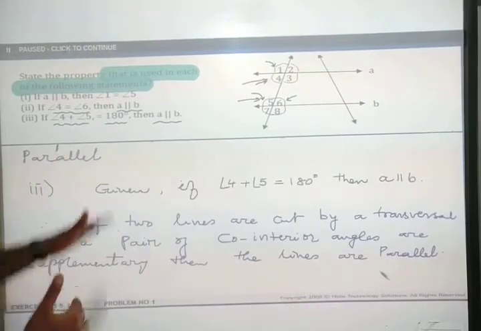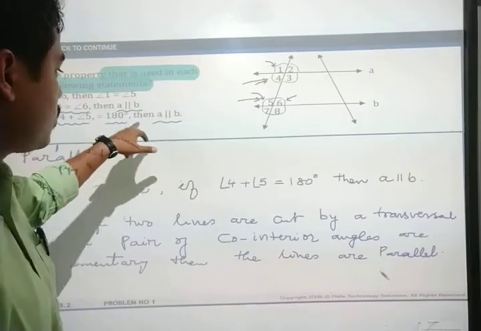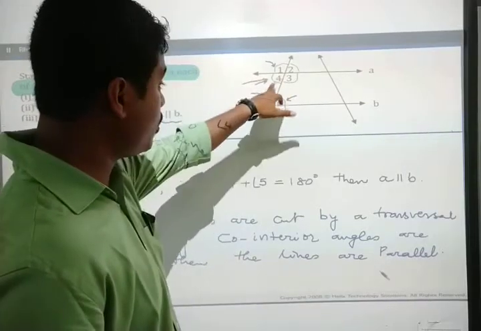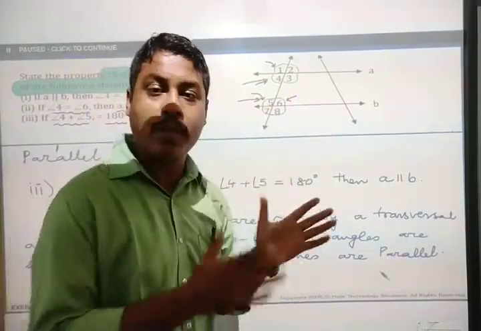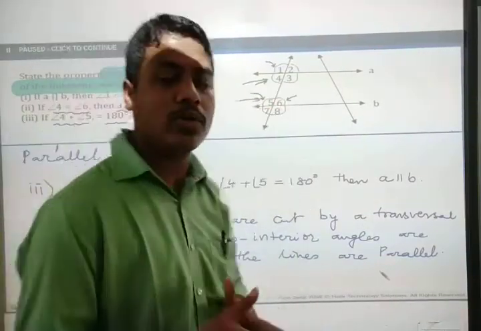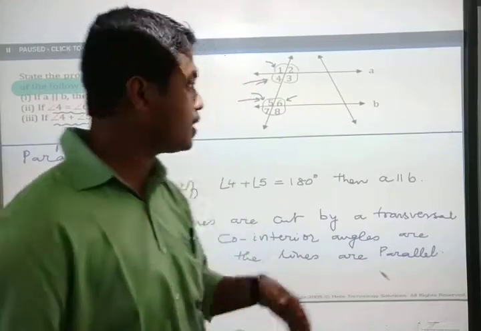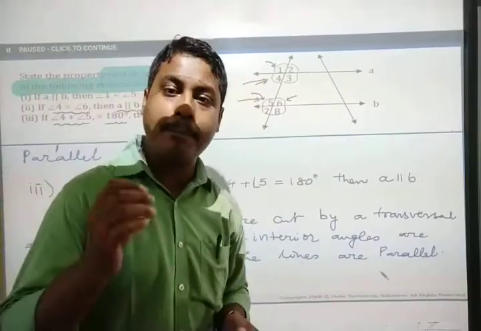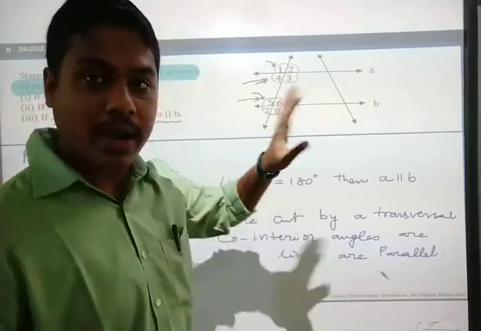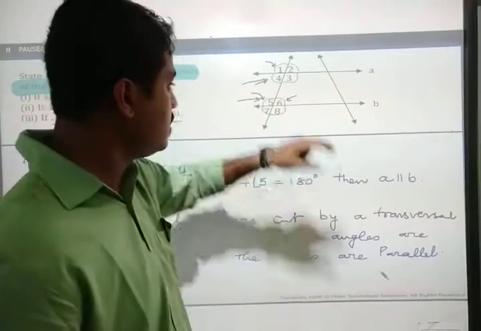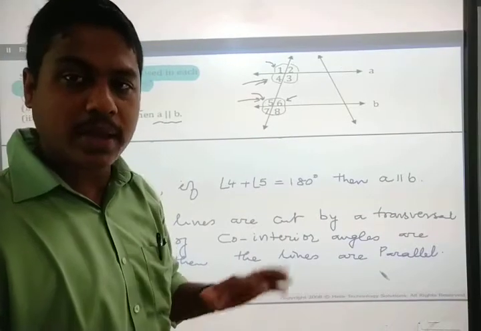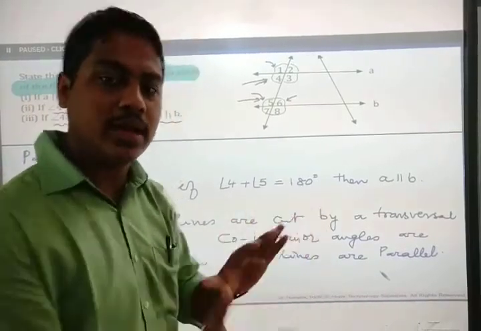Next we have question number 3: angle 4 plus angle 5 is equal to 180 degrees, then A is parallel to B. Now if you see in the diagram, here angle 4 plus angle 5 is equal to 180 degrees. Similarly here angle 3 and angle 6 will also be equal to 180 degrees. So if you consider angle 4 and angle 5, these are the pair of interior angles on the same side of the transversal. There are two such pairs. One is angle 4 and angle 5, the other one is angle 3 and angle 6.